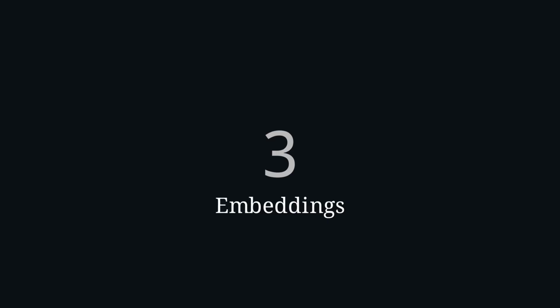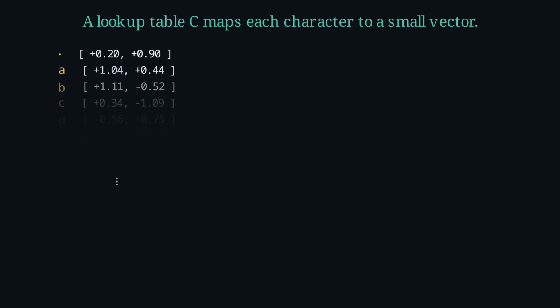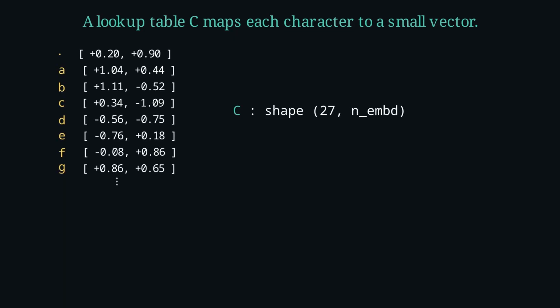Chapter 3. Turning characters into learned vectors. The first part of the network is an embedding table, called C. It has 1 row per character, and each row is a short vector of learnable numbers. Say 2 or 10 dimensions. Looking up a character just means grabbing its row. These vectors start random, but training will arrange them so that similar characters get similar vectors. To embed our 3 context characters, we look up all 3 rows and stack them together into one input vector for the network.